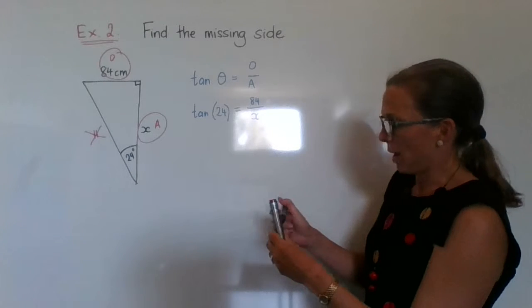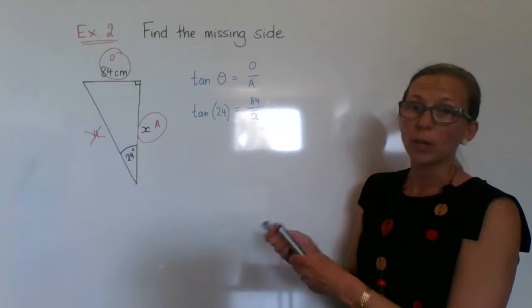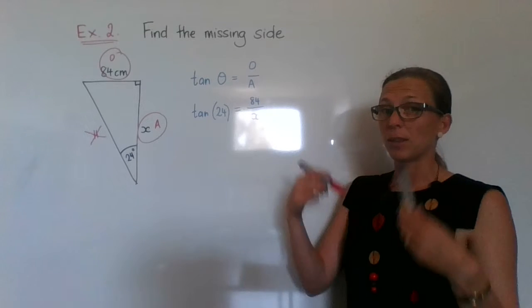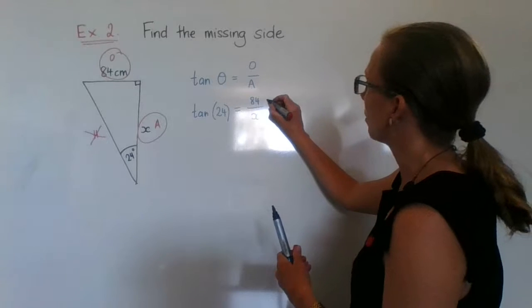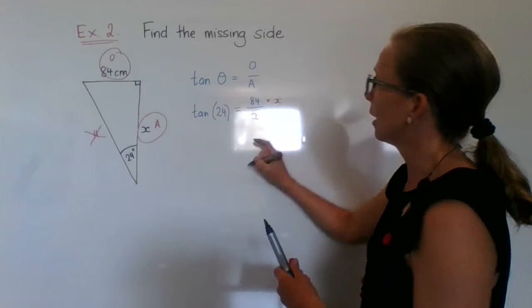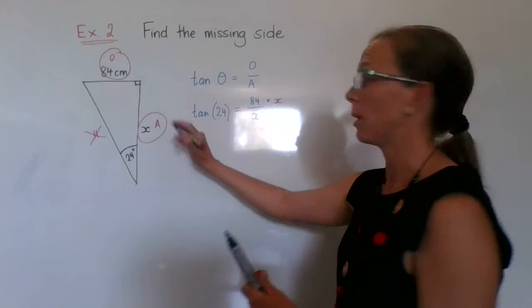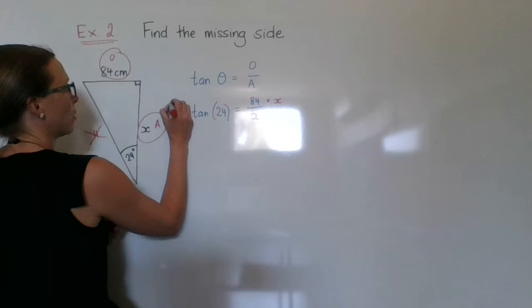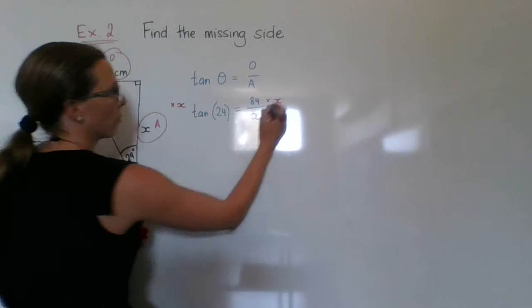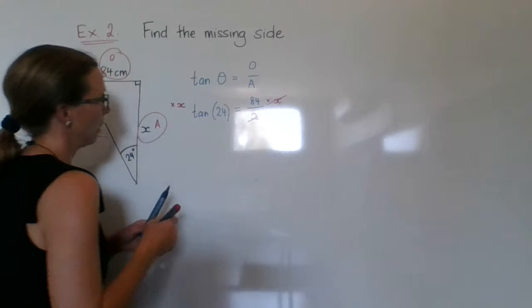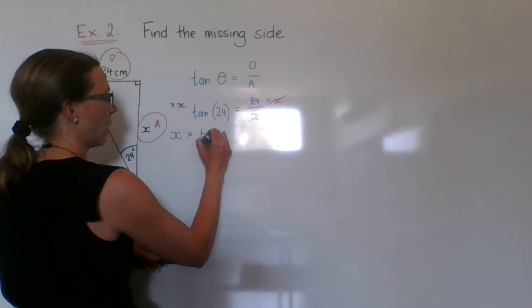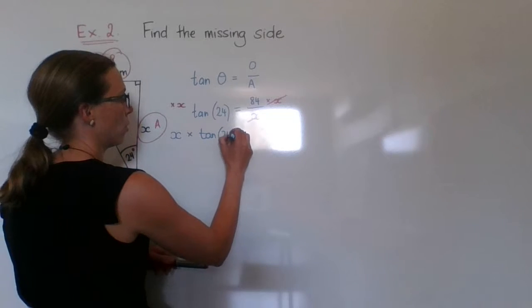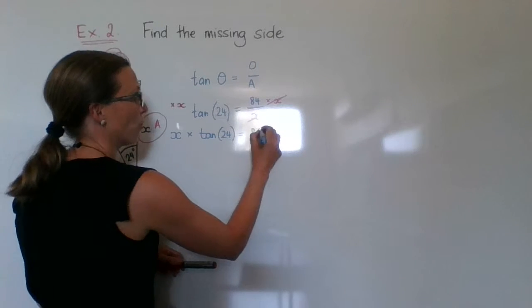All right? Now, when we have something at the bottom, the only way to get rid of it is to multiply the top by whatever that is. So we're going to multiply this by x, and if I multiply the right-hand side, I have to multiply the left-hand side. I'm going to multiply this side by x. This one cancels with this, and I'm left with x times tan 24 equals 84.